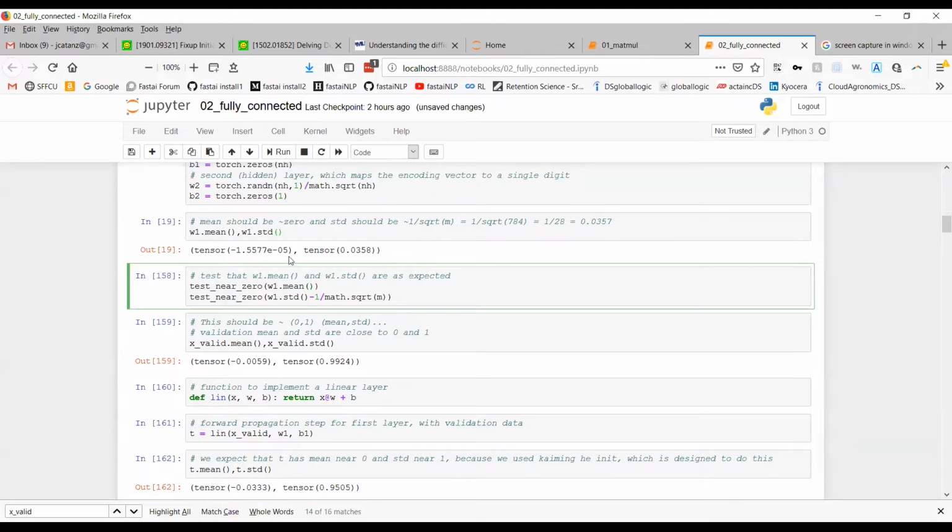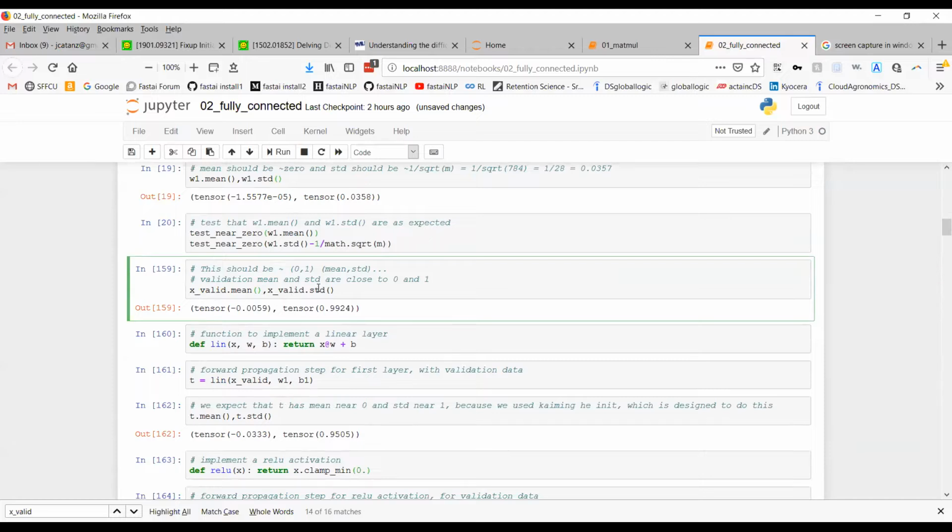Then we use Jeremy's function to test that the mean is near 0 and the standard deviation is near 1 minus, that is, the standard deviation minus its expected value, minus 0.357, should be close to 0. That's what we're testing here. And since there's no complaints, that means the test was passed.